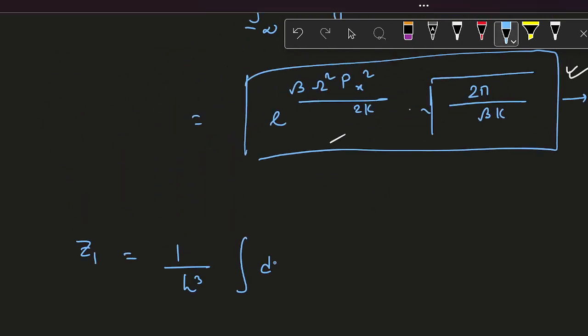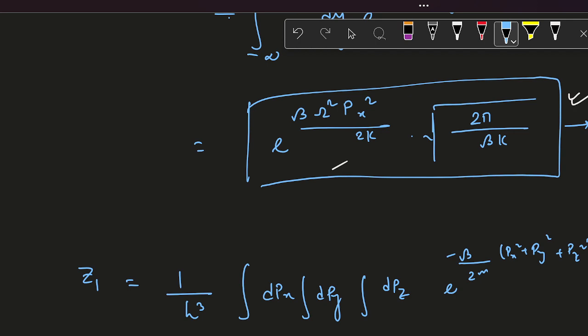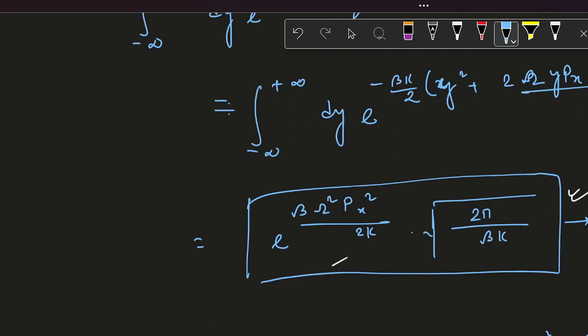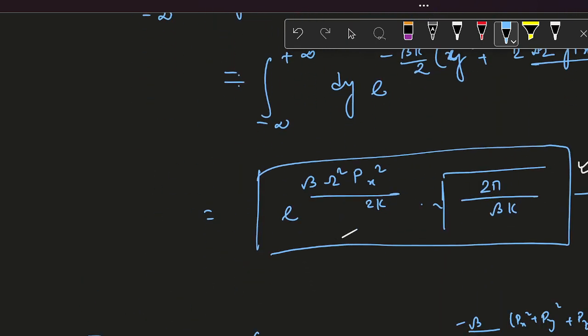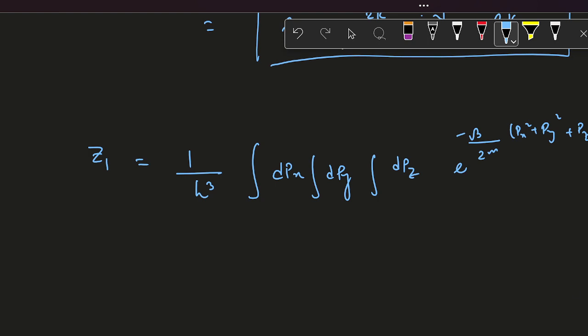It is dpx, dpy, dpz e to the power of minus beta by 2m, px squared plus py squared plus pz squared. Then this exponential factor maintains e to the power beta omega squared px squared by 2k. Then the other one was e to the power beta omega squared py squared by 2k. And then this 2 pi by beta k to the power 3 by 2. So 3 times, and there is a root factor, so this is half, 3 by 2.